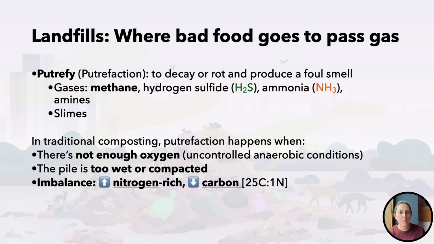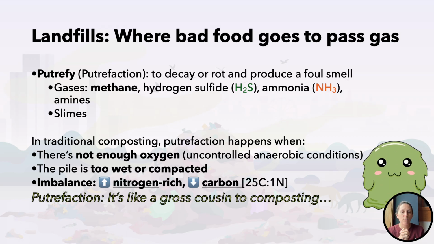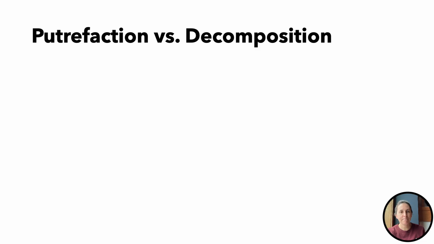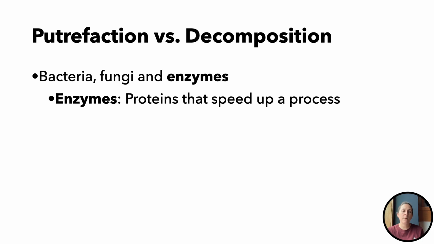And so, putrefaction is like a gross cousin to composting. And putrefaction versus decomposition, it's really just a fine line. It's dependent on the bacteria, fungi, and enzymes that are present. So bacteria and fungi can both produce enzymes and secrete them. Enzymes are proteins that speed up a process. And so these enzymes could break down our carbohydrates into monosaccharides and disaccharides. They could be the proteins that are involved in breaking down proteins into amino acids, or they could be the proteins that are involved in breaking down fats into fatty acids and glycerol.